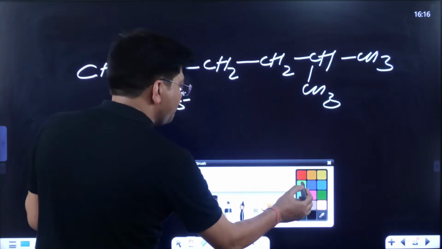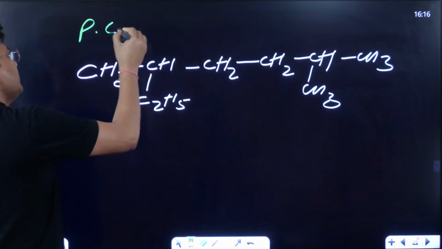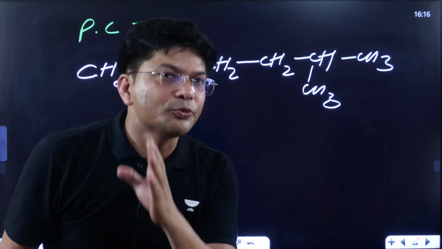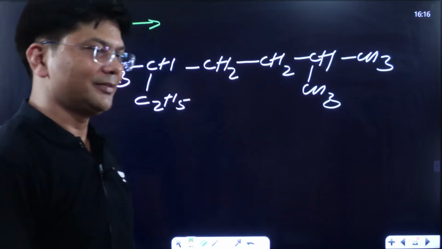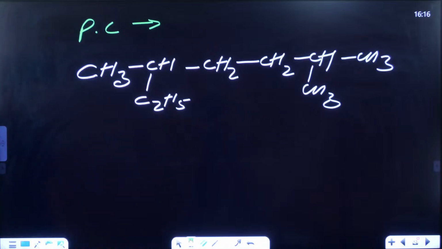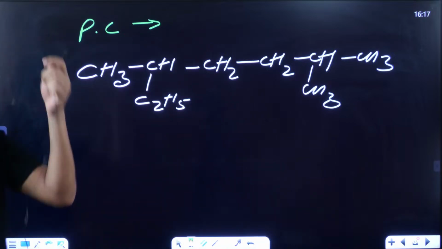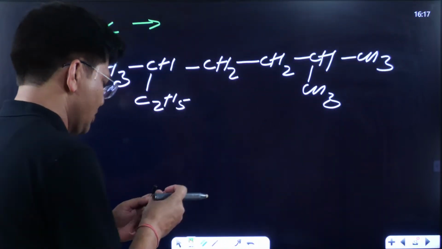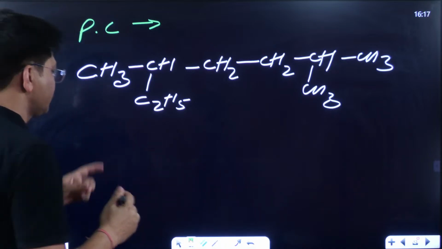First, let me know, the parent chain is of how many carbons? Parent chain means how many carbons? Everyone, do let me know how many carbons parent chain you are having. I want to see, kids. Tell me the parent chain is of how many carbons? 6 carbons. Everyone is writing 6 carbons. So let me check whether the parent chain is of 6 carbons or not.